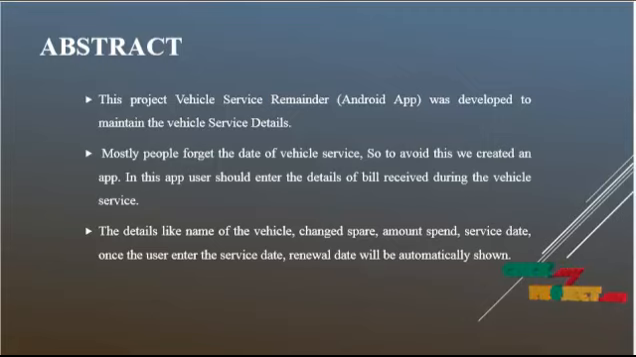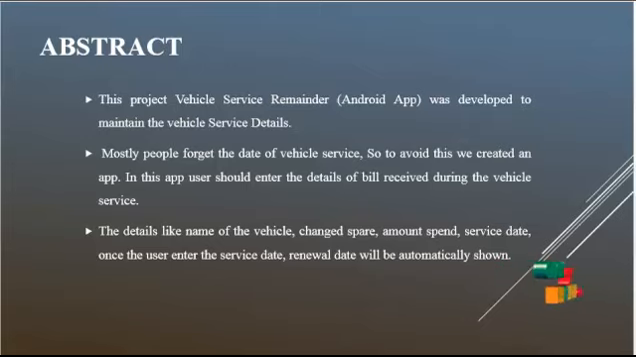In this app, the user can enter the details of the bill received during the vehicle service. The details may include the name of the vehicle, what spares were changed in the vehicle, how much amount they have spent, and also the date of the service. Once the user enters the service date, the renewal date will be automatically shown in the GUI, and a notification will also be sent to the user's mobile.